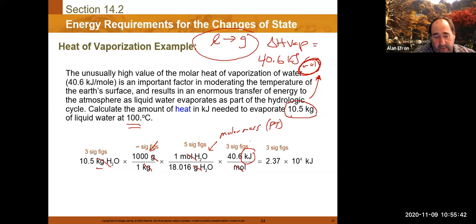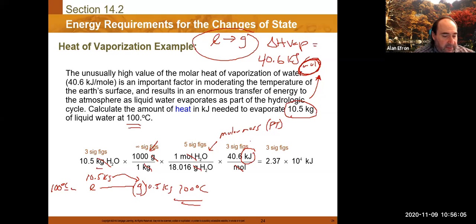Again, a reminder, basically what we're talking about is we're starting right here at the liquid phase. We're going to the gas phase, and all of this is exactly at 100 degrees Celsius. There's absolutely no change happening here. We're just simply taking that 10.5 kilograms into gas at 10.5 kilograms. Again, at 100 degrees Celsius, no change in temperature occurring here. And again, that's why we use the heat of vaporization here, not something like specific heat capacity.